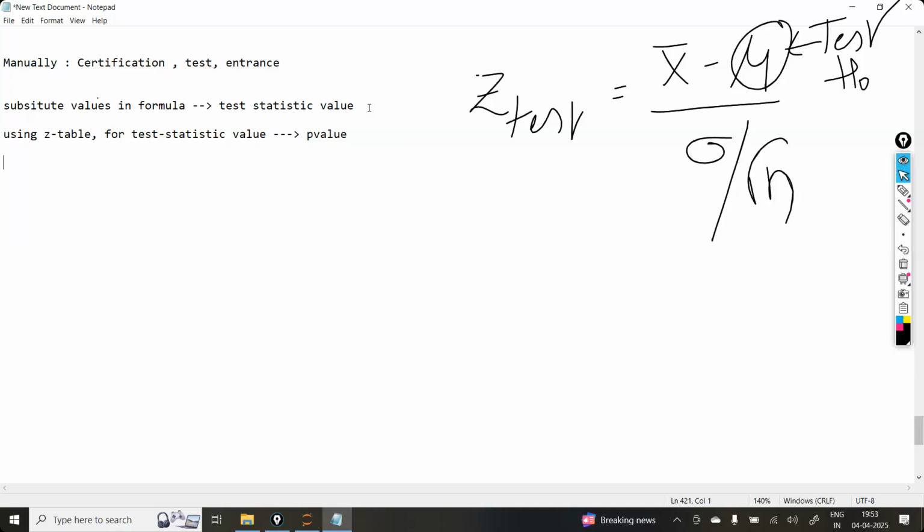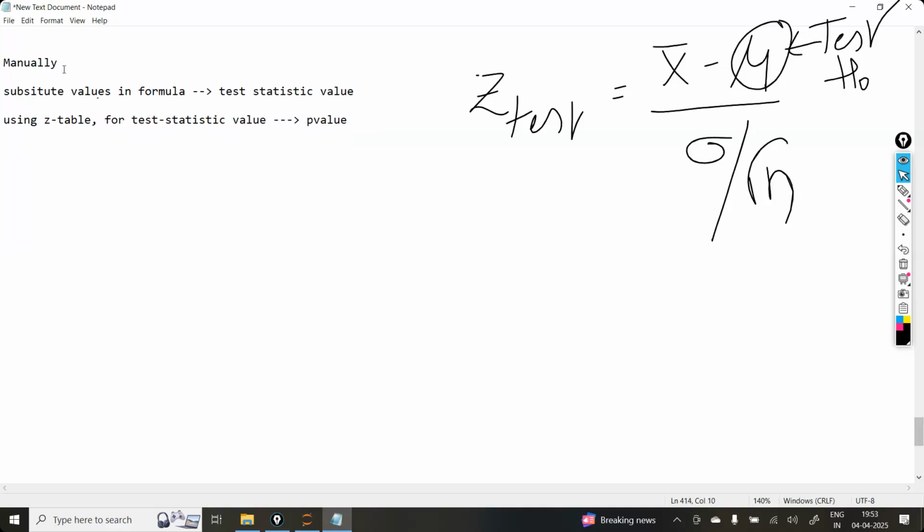What is step 4? Select the test. What is the test you are going to select? One sample test. And what is the next thing you are going to do? Apply the test. What does apply the test mean? Substitute the values in this and calculate the test statistic and from that the p-value. After calculating the p-value, from that you are going to say whether it is in the acceptance area or rejection area. If it is acceptance area, accept; rejection area, reject. This is when you are doing it manually.